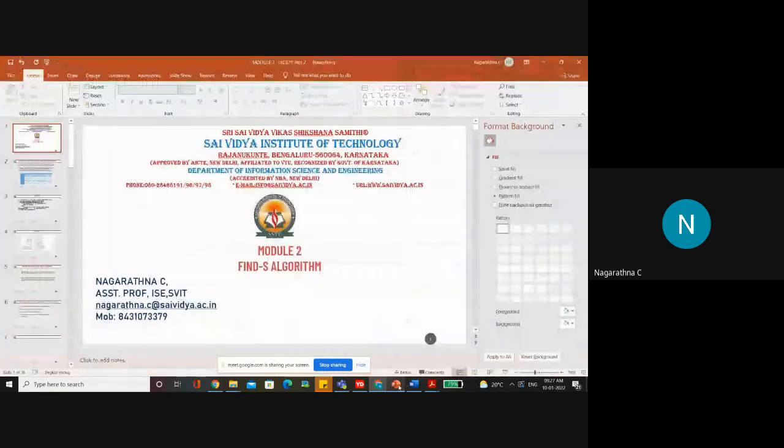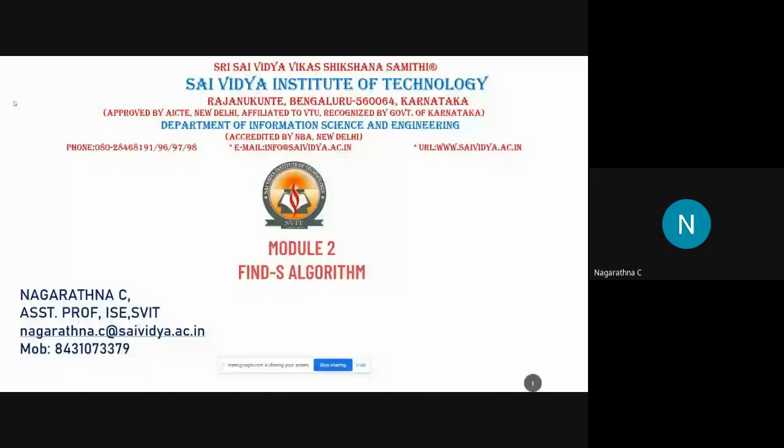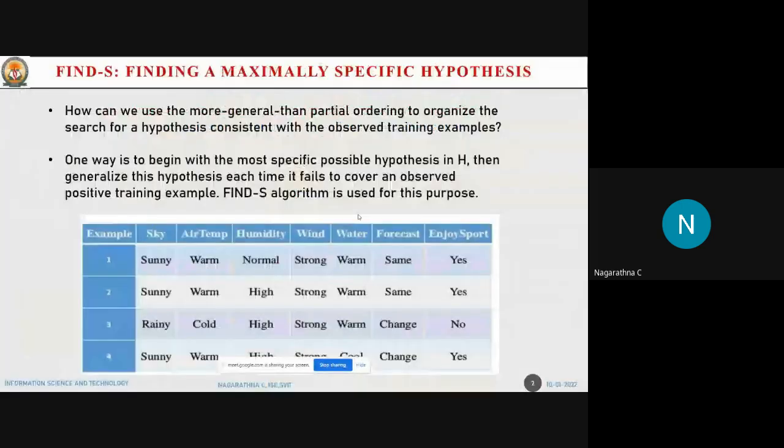So Find-S algorithm. Yeah, Find-S algorithm we will see. Find-S algorithm is finding a maximally specific hypothesis. So in this Find-S algorithm, we will find the maximally specific hypothesis.